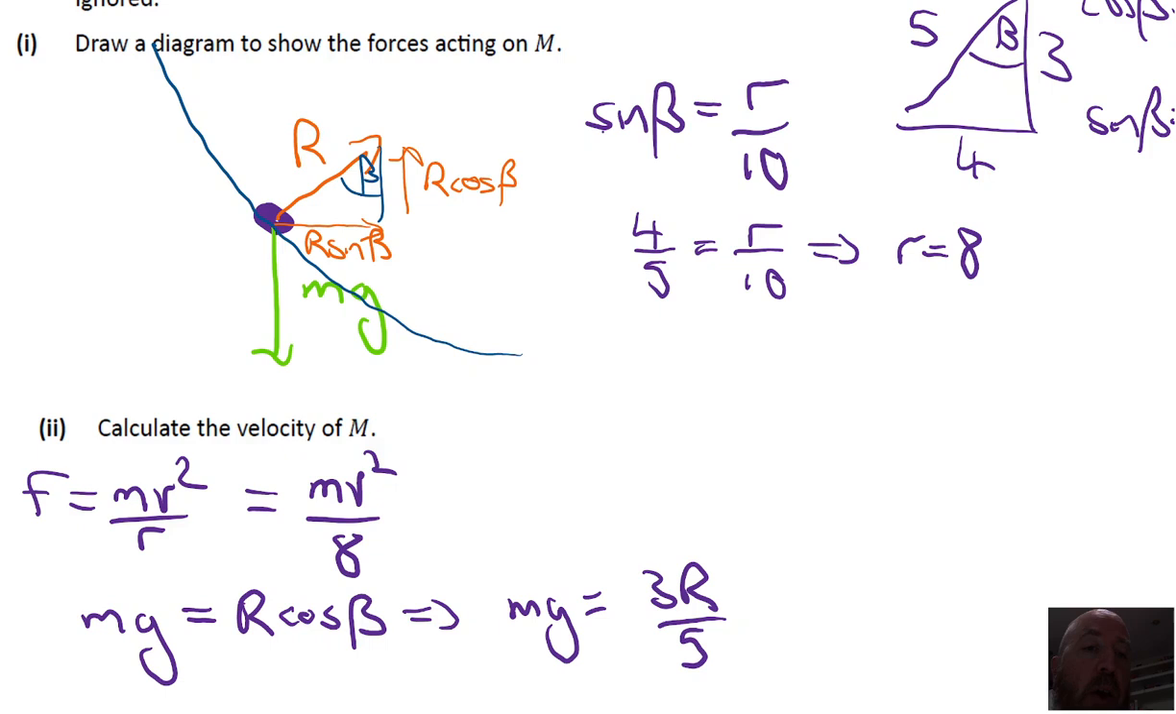Sine beta. So what do we want to do? We know sine beta is 4/5 anyway, don't we? Great. Cool. So why don't we rearrange our first one to get R? Because we want to know the speed, so we want to get rid of m and get rid of R. So let's get rid of R and hope the m just disappears by itself. So this first one would be R is 5mg over 3.